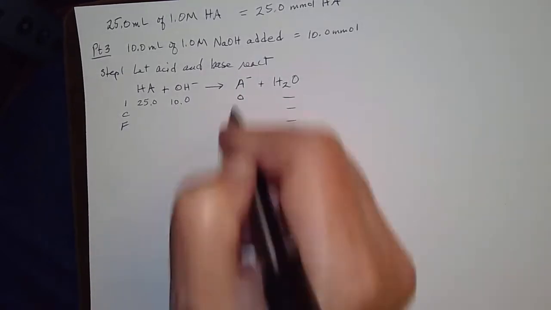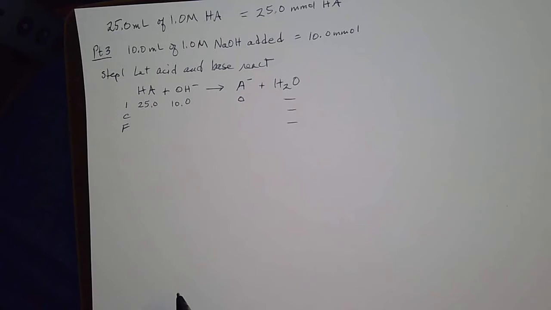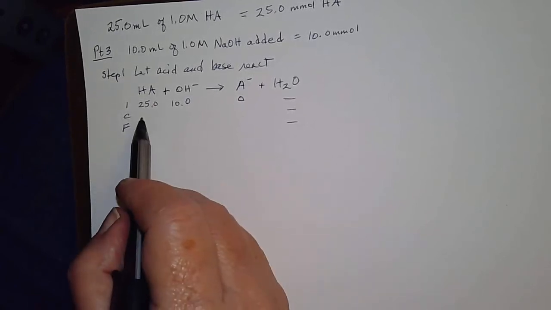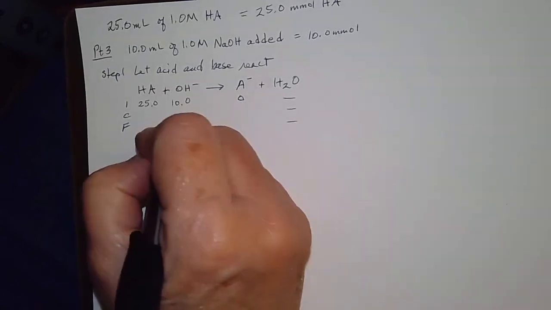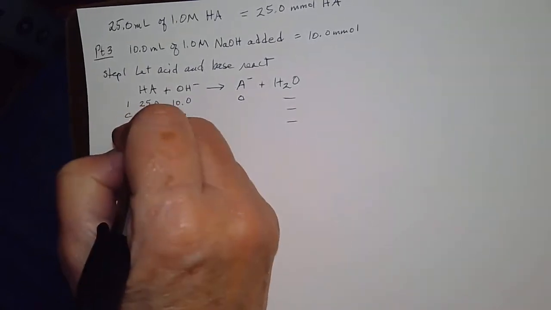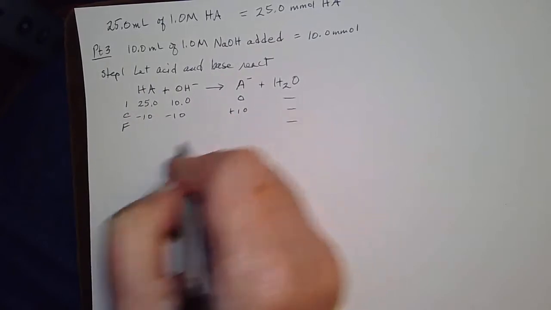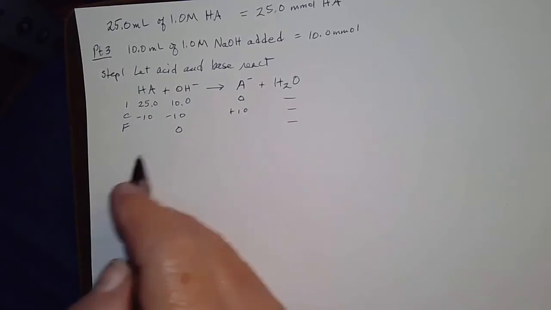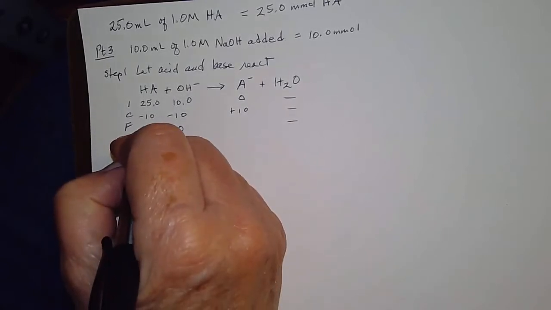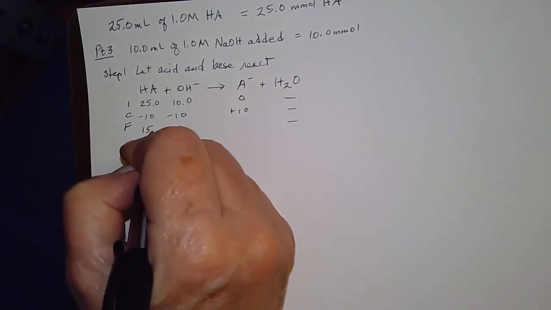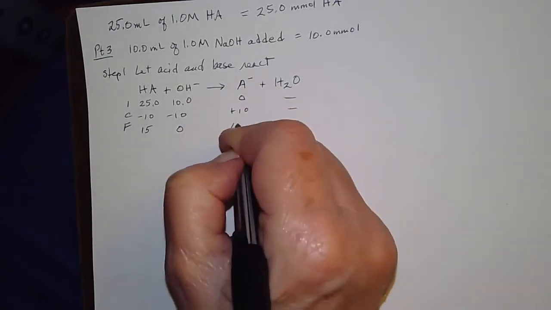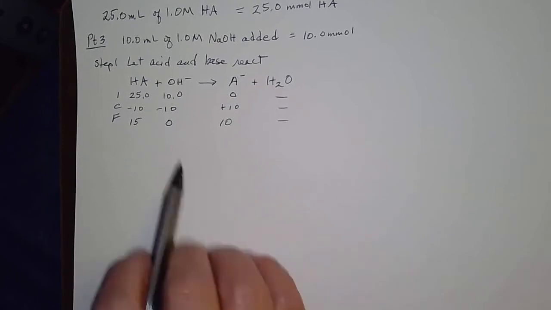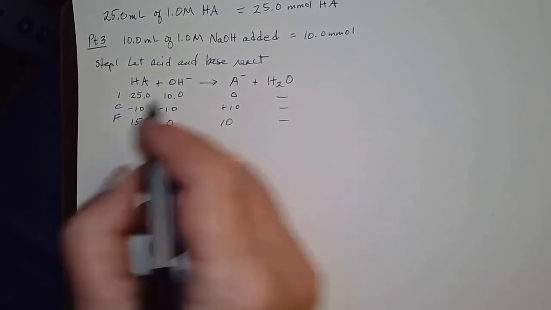And then we don't have any of that initially, right? We haven't made any of that. Now I'm going to say the base is limiting. Add 10. At the end of the neutralization, I don't have any excess base. I have 15 millimoles of the acid, and I have 10 millimoles of the conjugate base. And that's what I have at the final. So that's step 1. I let them react.